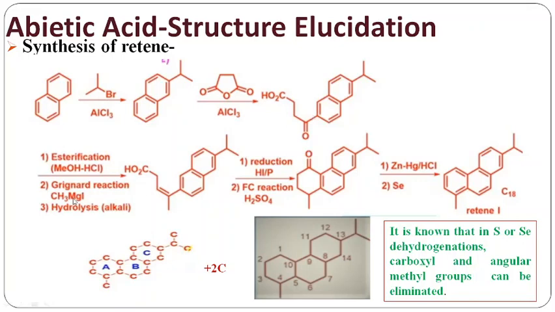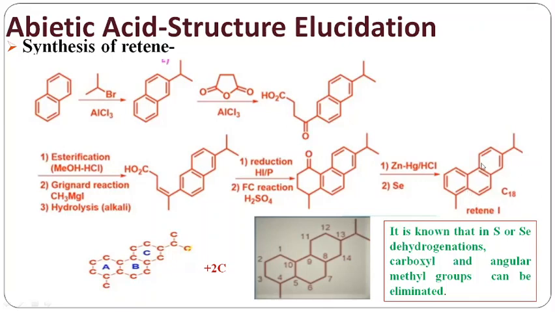This keto carboxylic acid, on esterification, reaction with Grignard reagent and again hydrolysis, converts into this. One methyl group is added at this position. Hydrolysis gives this compound, a carboxylic acid. Then on reduction with phosphorus and HI, and again a Friedel-Crafts reaction, it converts into a carbonyl group, which on Clemmensen reduction and selenium dehydrogenation yields the compound retene.